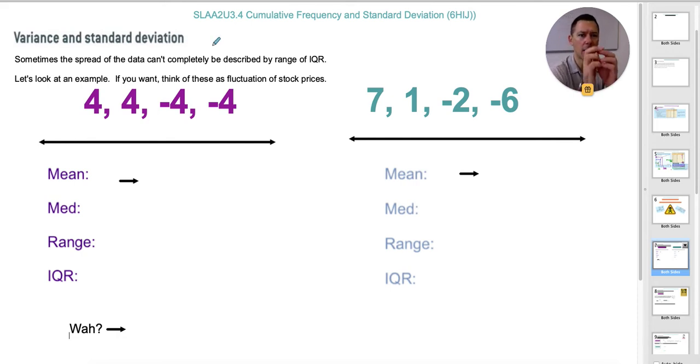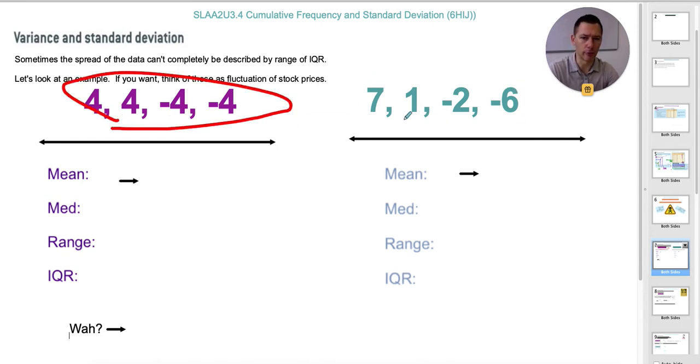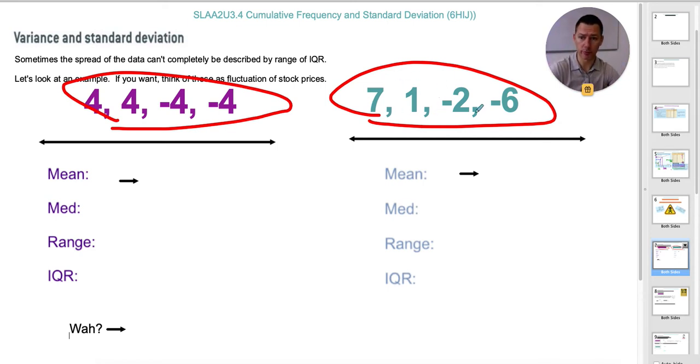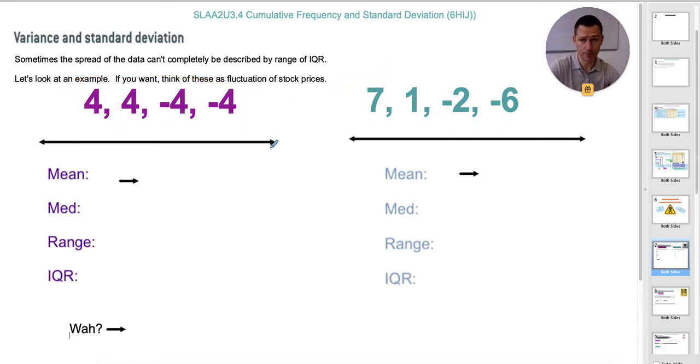So sometimes how spread out a data set is isn't quite described by the range or the IQR. Like this is not very spread out, right? It's 4s and -4s. This is much more variable. If I have a class and this is their IQ, or I have a class and this is their IQ, this class is much more all over the place. This is much more predictable.